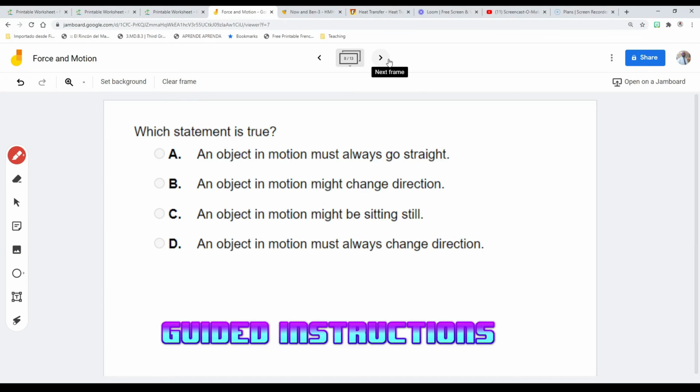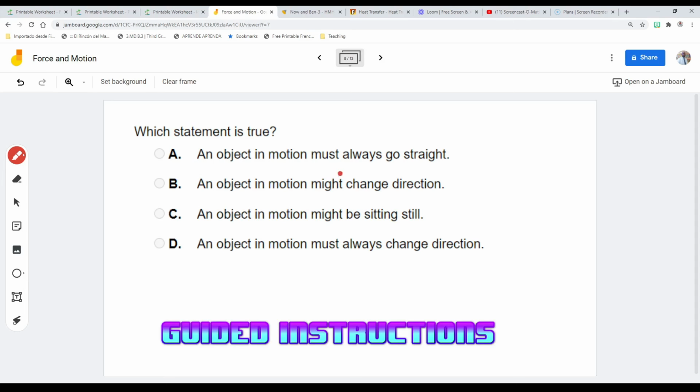Which statement is true? Option A: An object in motion must always go straight. Option B: An object in motion might change direction. Option C: An object in motion might be sitting still. Option D: An object in motion must always change direction.